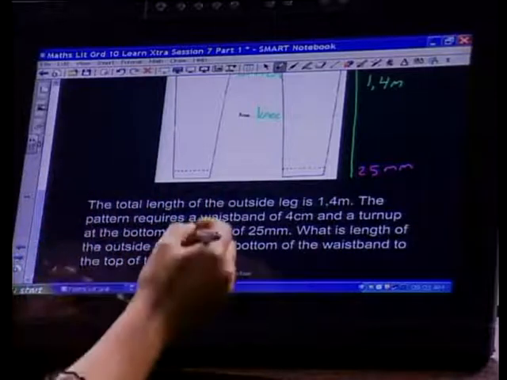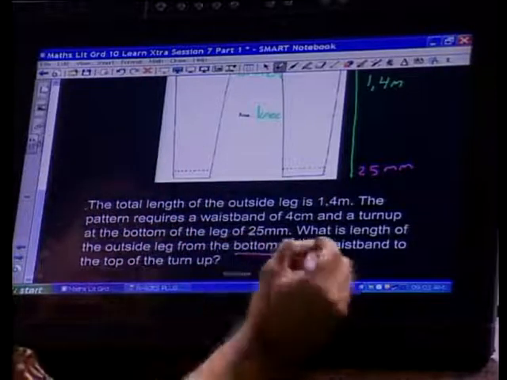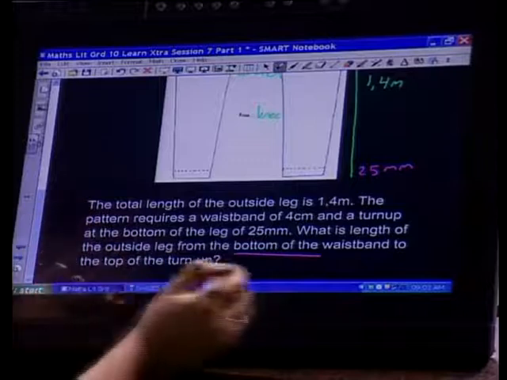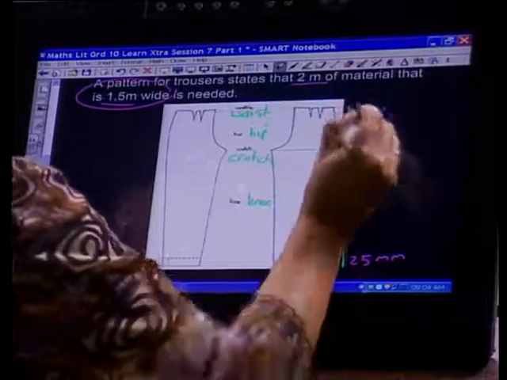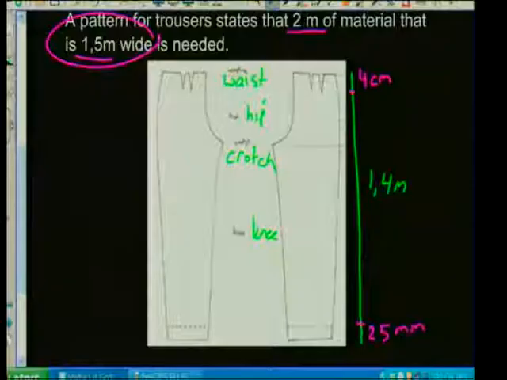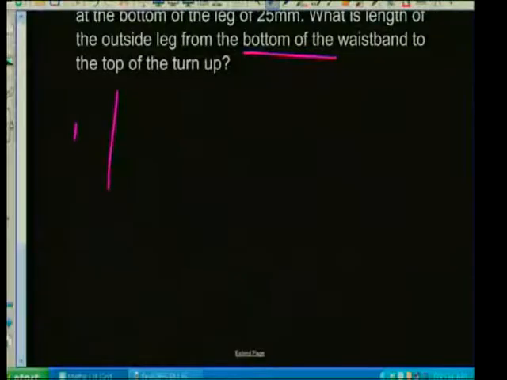What is the length of the outside leg from the bottom of the waistband to the top of the turn up? Right, so we want to go from the bottom of the waistband to the top of the turn up. So what does that basically mean? We're going to have to minus the waistband and minus the turn up. So let's redraw this slightly. So we're going to have this 1.4 meters. We've got to minus the waist and minus the turn up.